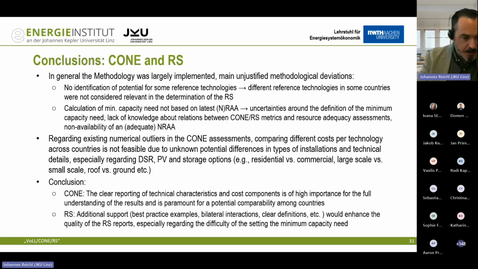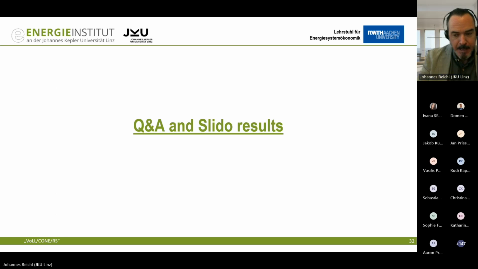So what's the conclusion? Basically, we are fine, but we could provide more information here, and that is equally relevant for the CONE and the RS.